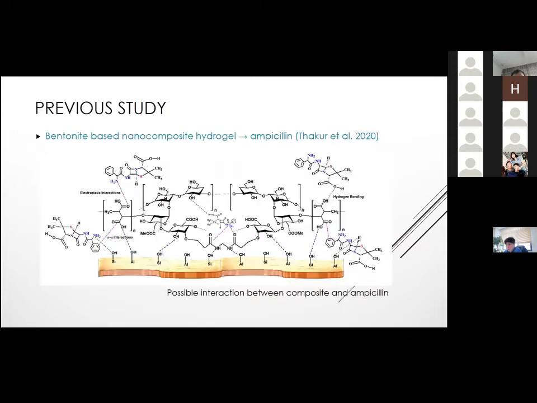Before I go to the preliminary results of our work, I would like to highlight some of the findings from other studies. In these slides, we can see that the use of clay minerals for drug loading has been studied by many groups, one of which is by Thakur et al., where the clay mineral bentonite is used for the loading of ampicillin.